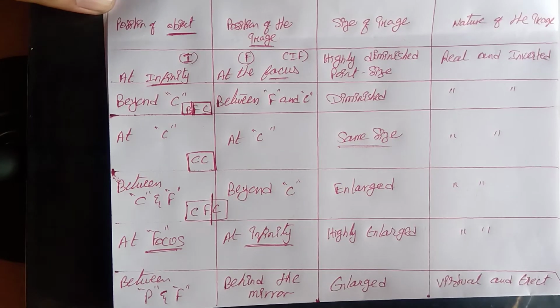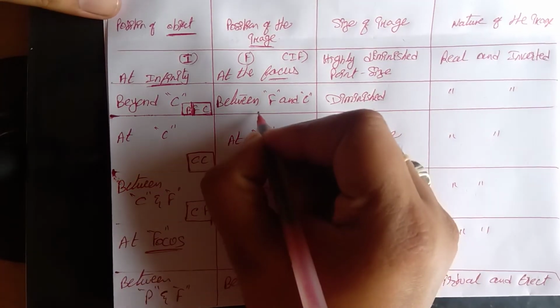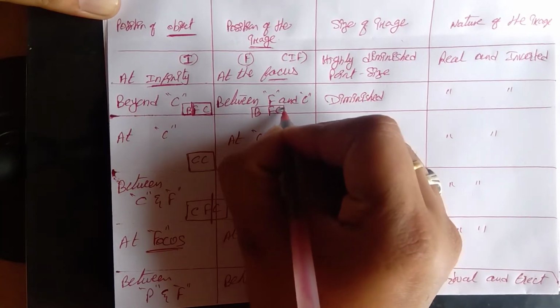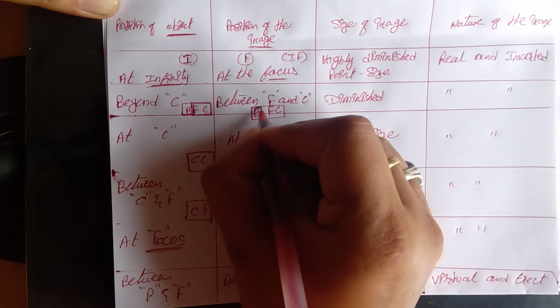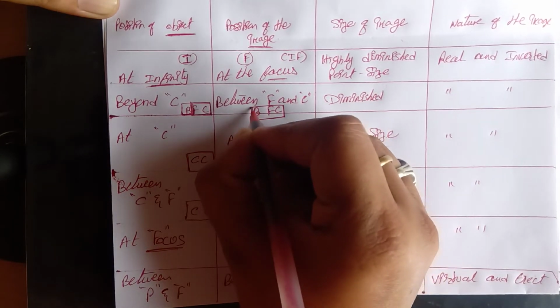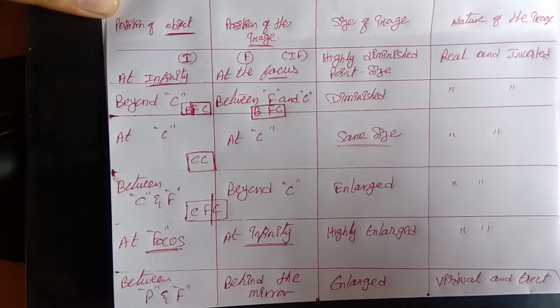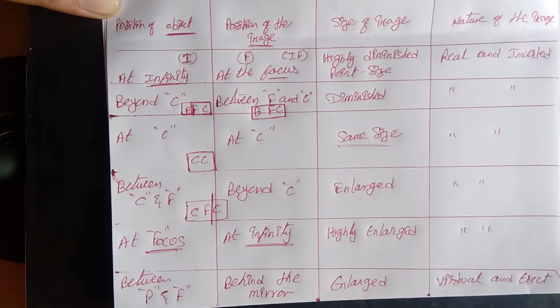Next, beyond C. When my object is beyond C, where would my image be? Between C and F. You can remember it as BFC. After B we have C, so B and C, between them you will have F. So BFC. The size of the image would be diminished. The nature of the image? Real and inverted.